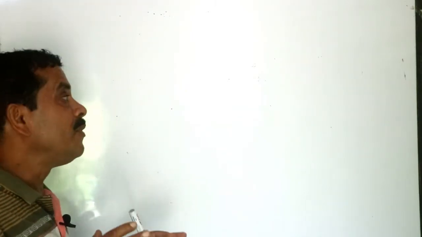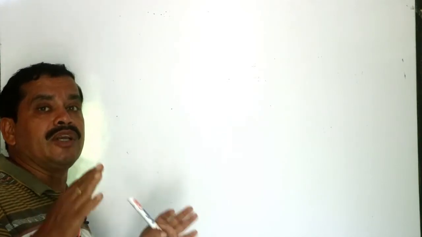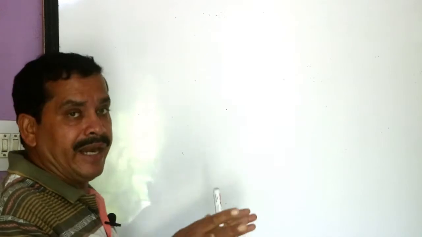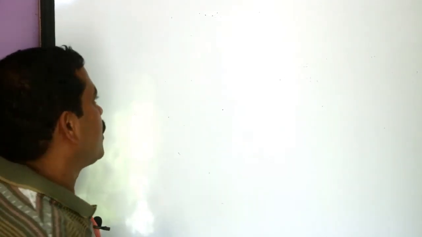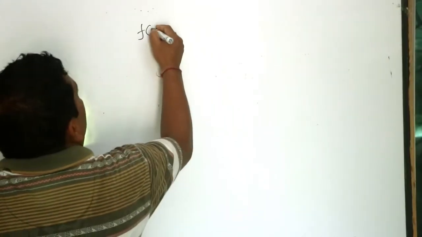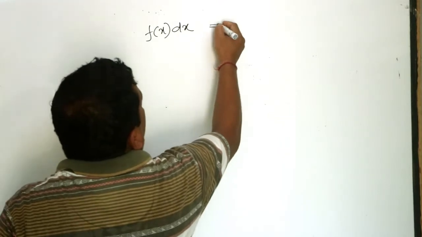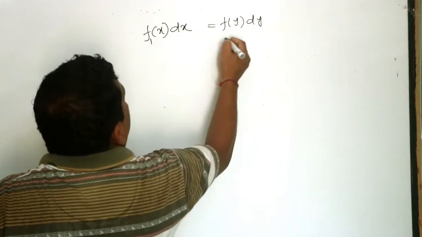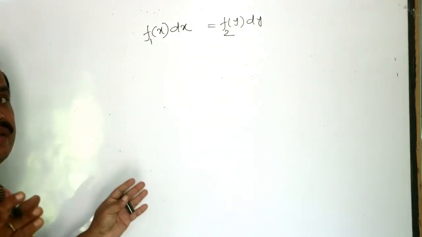Variable separable means, as we have already discussed, a differential equation involving 2 variables. We have to separate, then integrate, then we will get the solution. That means we have to separate the function of x with dx and the function of y with dy. Then we have to integrate both sides, and we will get the solution.